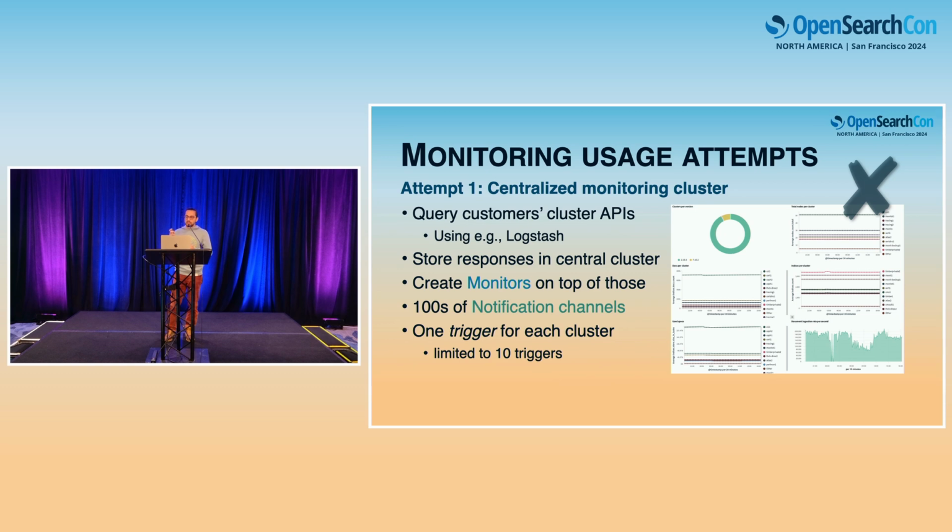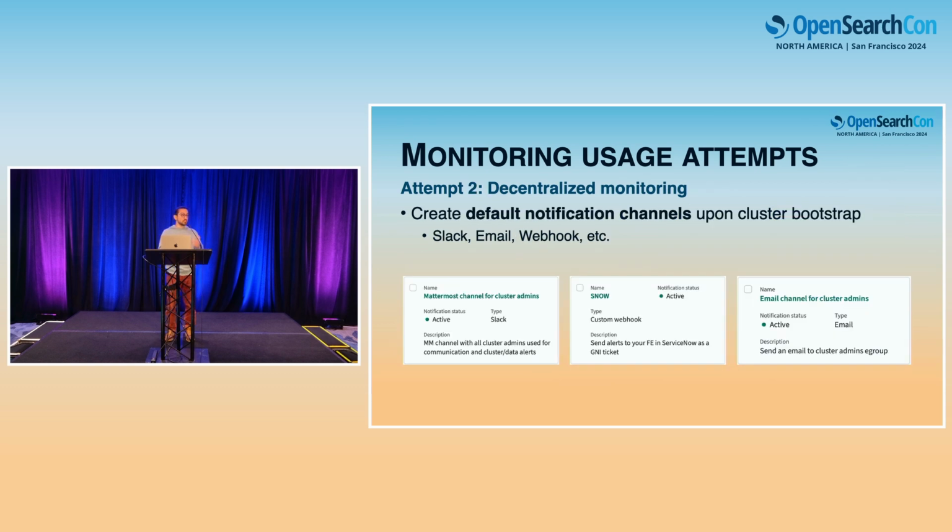So we went for the second attempt, which is decentralized. And this is what we actually went forward with. In this case, every single cluster that we bootstrap comes with some default objects. And here we see the default notification channels that are based on the customer preferences. Again, can be Slack, can be email, webhook, ServiceNow ticket, whatever the customer wants.